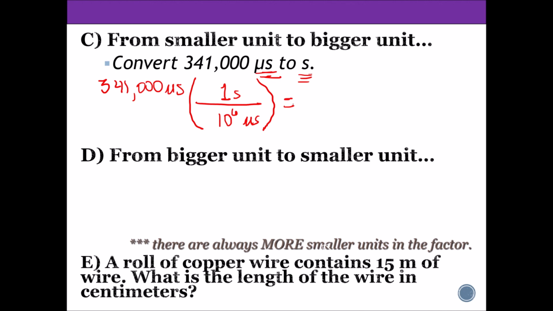What do you get? I want you to pause this video, put those numbers in the calculator, and then we'll check your work. All right, pause it now. Welcome back. So remember that dividing by 10 to the 6th is like taking this decimal and moving it 1, 2, 3, 4, 5, 6 places to the left. So you should get 0.341 seconds.